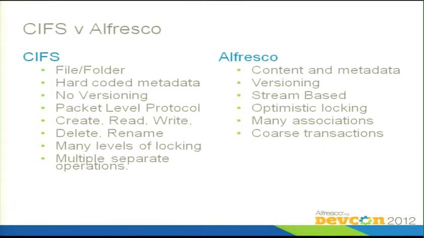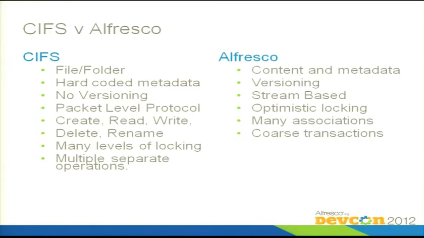So the first, as I was saying, CIFS does have some hard-coded metadata like title and description. It doesn't have versioning, whereas Alfresco does have versioning. In the example before, in the CIFS shuffle I gave before, it's quite difficult for Alfresco to maintain the version history when the file's been deleted, which is what would have happened then.